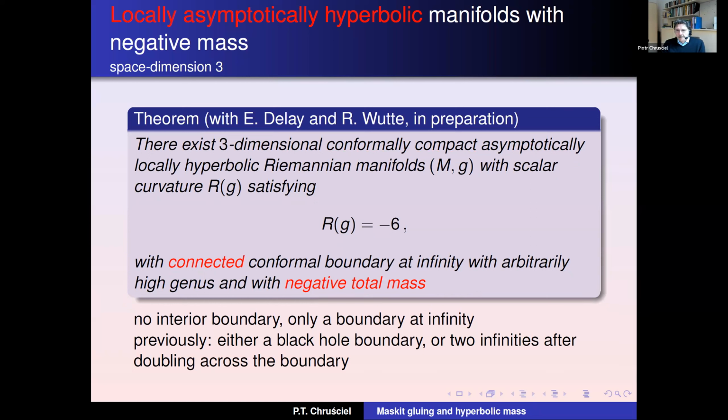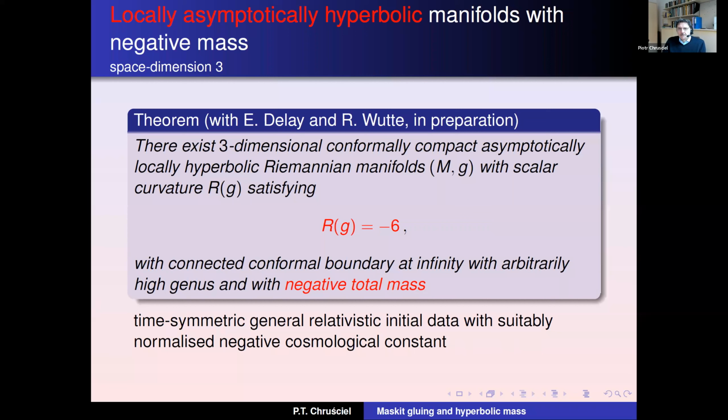Now, negative total mass was known with black hole boundaries, or if you had two infinities, right? So if you have, say, a static metric with a black hole, then you can double the manifold across the black hole, like you have in the Schwarzschild solution. You have this Einstein-Rosen bridge. You can always do this. And then if you have a black hole with negative mass and the solution is static, you can just obtain a solution with two boundaries by doubling, and there is no interior boundary. But in this case, there's no such option, right? There are no interior boundaries.